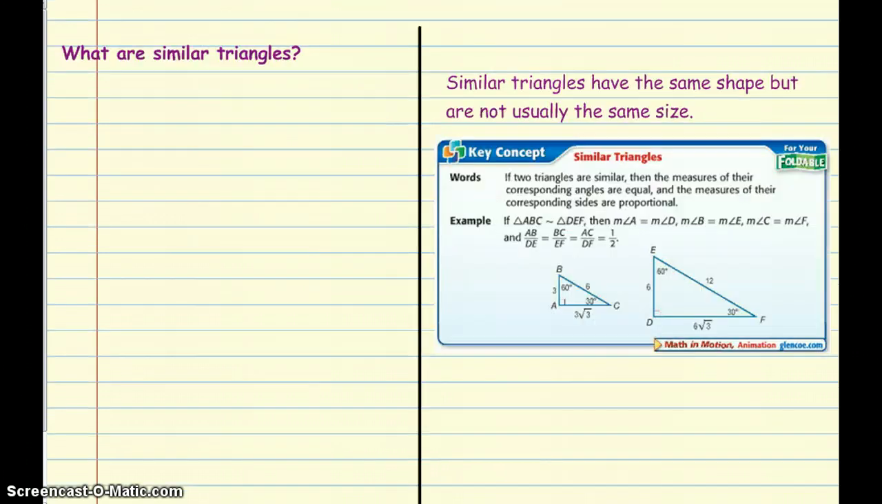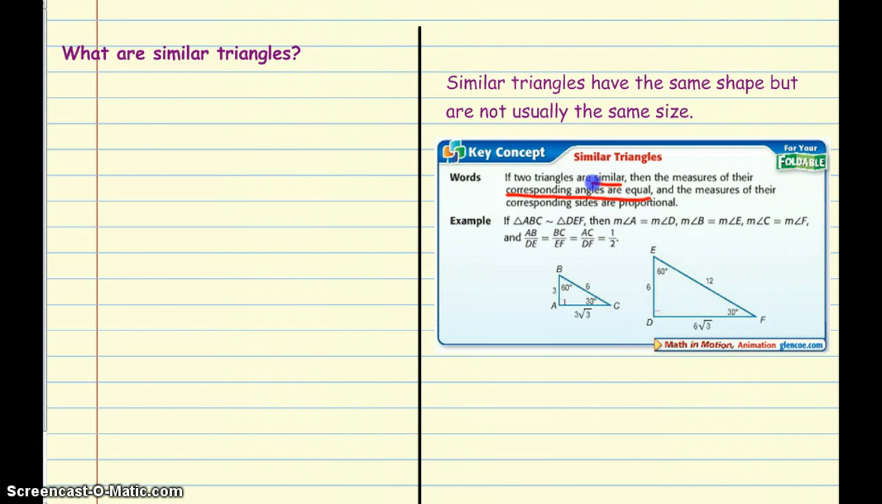So what are similar triangles? They have the same shape, but they are not necessarily the same size. So if we take a look at this key concept, it says if two triangles are similar, then the measures of their corresponding angles are equal.